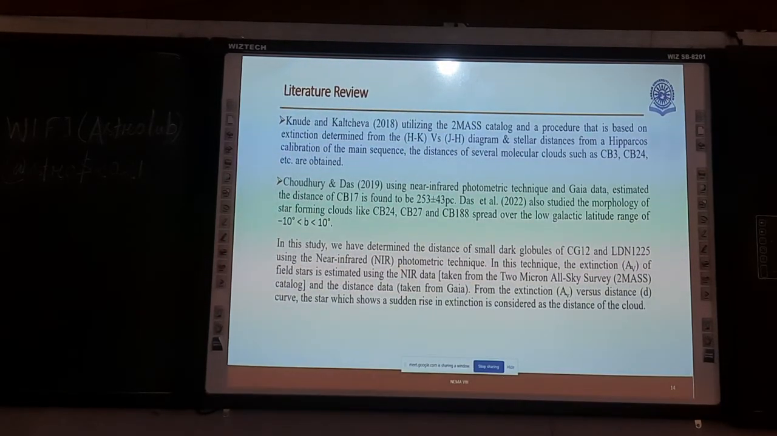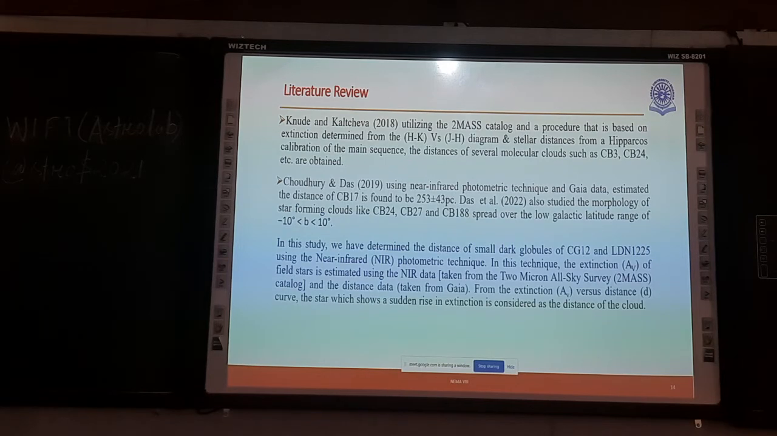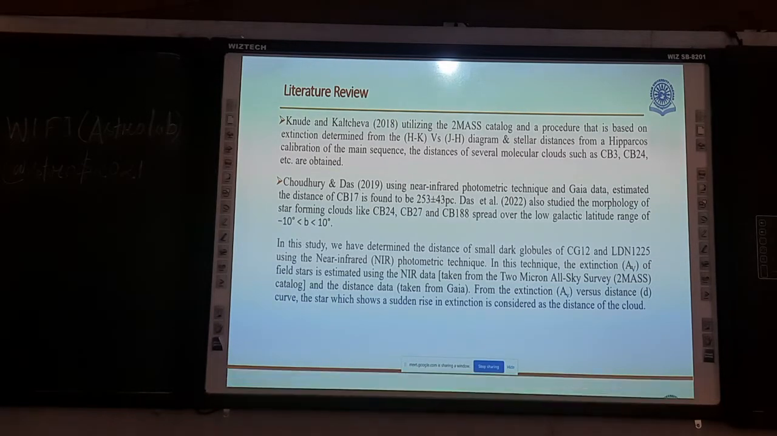And in our study, last part, we have determined the distance of these dark globules using our technique. Basically, we have introduced the 2MASS data, which is the Two Micron All Sky Survey data. For distance calculations, we have taken Gaia, following the 2016 and 2018 releases. With that, we have calculated the extinction versus distance curve, where the sudden rise in extinction gives the distance of the particular cloud. We will show it later.